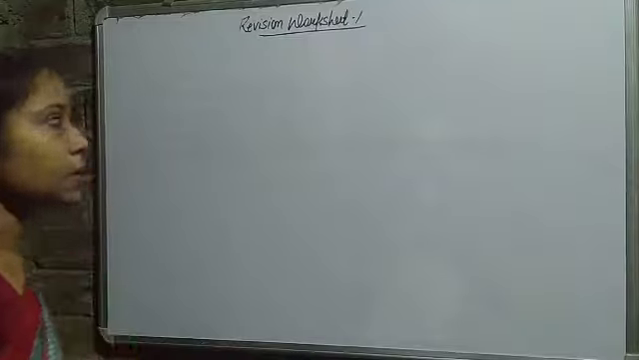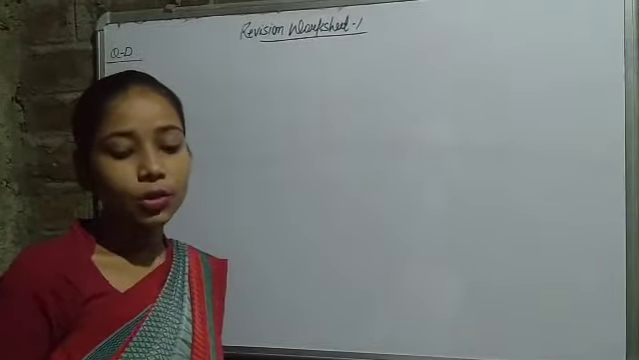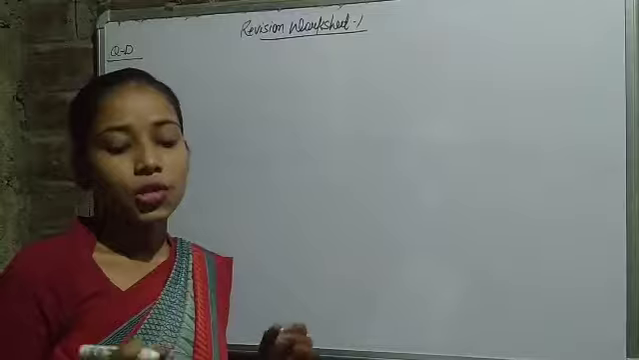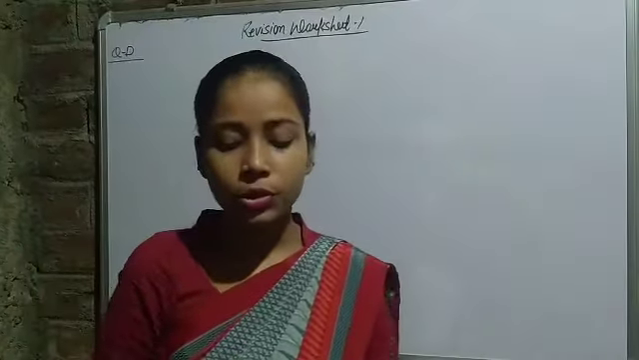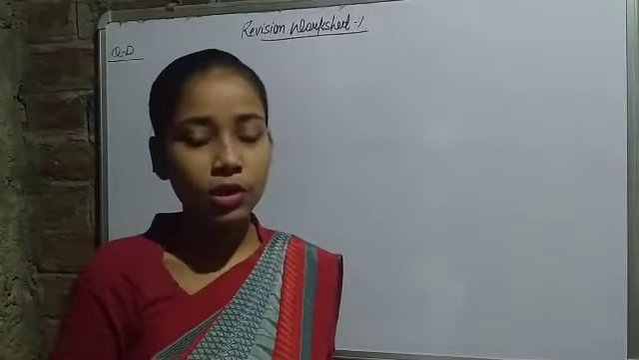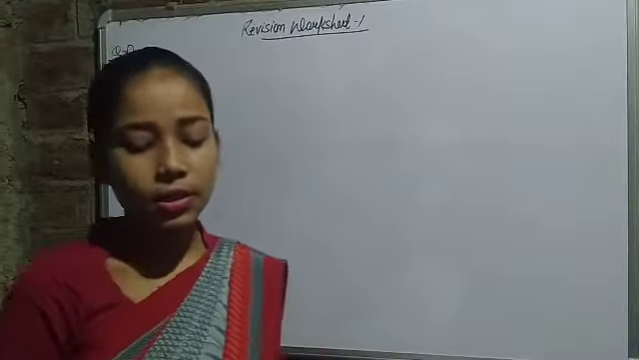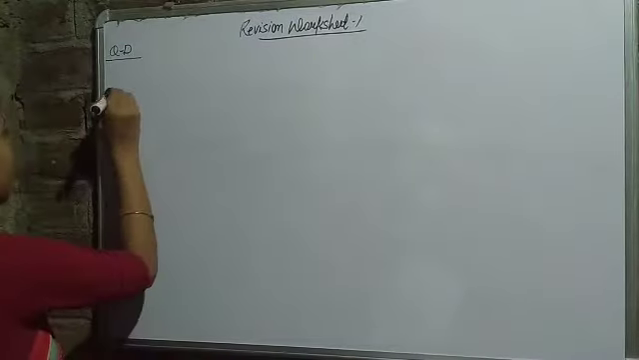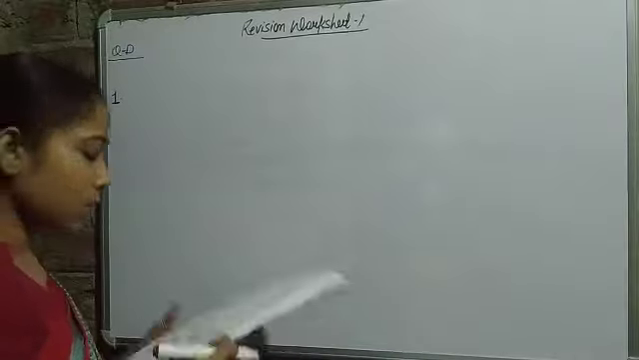Now we have question number D. So what do we have in D? In D we have: tick the correct options to complete each sentence. So here we have 3 questions, and we have to tick the correct given options to complete the sentence. Let's see. Here we have number 1.